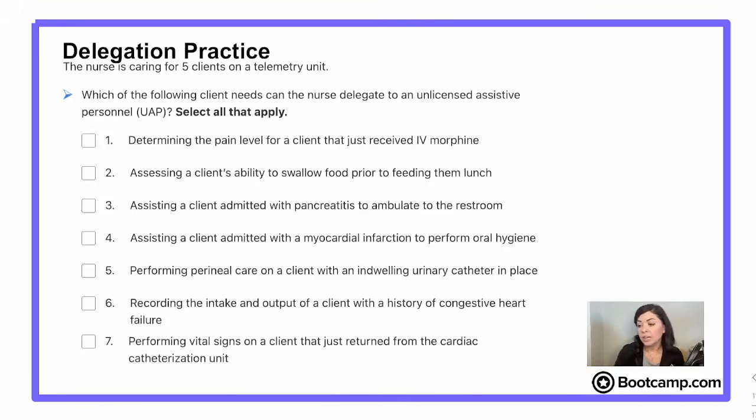The nurse is caring for 5 clients on a telemetry unit, so very busy day as a nurse. Which of the following client needs can the nurse delegate to an unlicensed assistive personnel, or UAP? So once again, let's just take it one at a time. Option 1, determining the pain level for a client that just received IV morphine. So what do you guys think? Should we delegate this to a UAP?